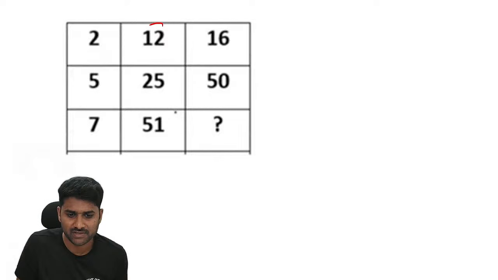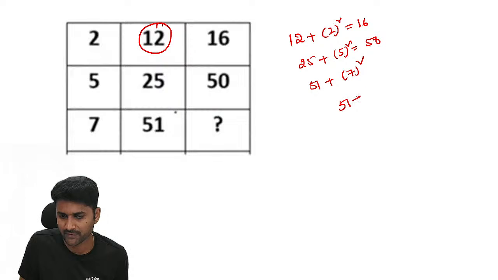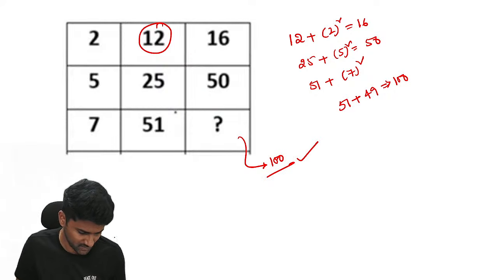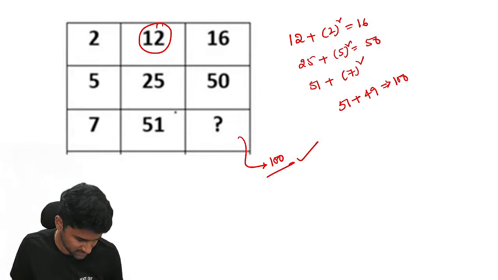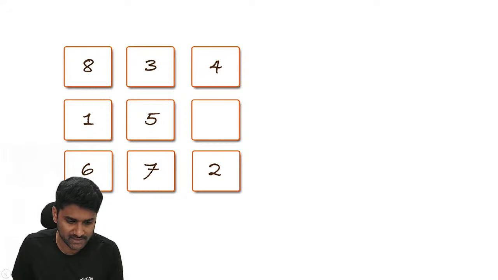Now see this question. See, it's all about 12 plus square of the first number is equal to 16. Same, 25 plus square of the first number is equal to 50. Same way, 51 plus square of that number. So the answer: 51 plus 49 is equal to 100. So the missing number is 100. Yes, 100, Vishnu, very good. Harshit, Shankar, Vishnu, good. Next, try this question.